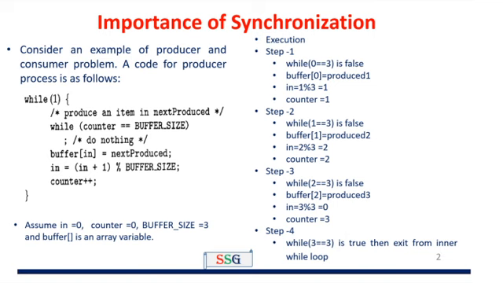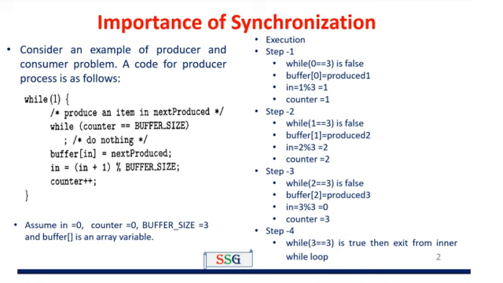Then step 2. Again we go to the while condition, while 1 equal to 3. Again the condition is false. Then buffer of 1 equal to the second item produced, that is 2. Then in equal to in plus 1: 1 plus 1 is 2, modulus 3 gives 2. Now the in position is 2, and counter plus plus makes the counter 2. Step 3: while 2 equal to 3, again the condition is false. Buffer of 2 is the third item produced. The next in equal to in plus 1: 2 plus 1 is 3, modulus 3 returns 0. Now the index position starts again at 0. Then counter equal to counter plus 1, that is 2 plus 1 equal to 3.